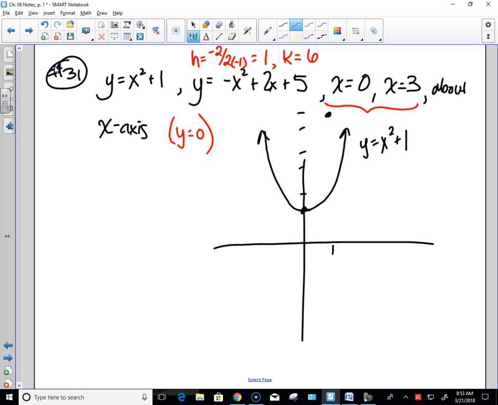But we're in calculus. We don't necessarily need to remember these old formulas from pre-cal. Another way we could have done it is to take the derivative, which is negative 2x plus 2. I could set that equal to 0 to find the critical number, because if it's concave down, doesn't it have a max? So I could find that the max is at x equals 1.